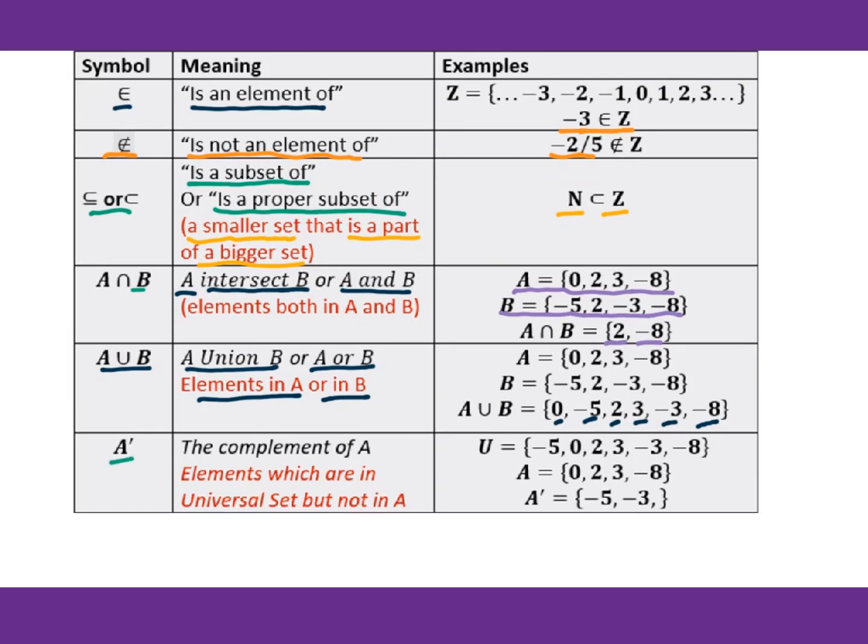A prime means the complement of A: elements which are in the universal set but not in A. Basically, we just do the subtraction. Subtract 0, 2, 3, -8. What's left? That will be the complement of A.